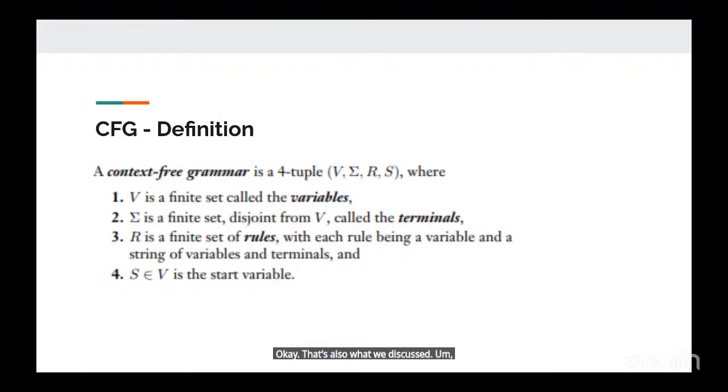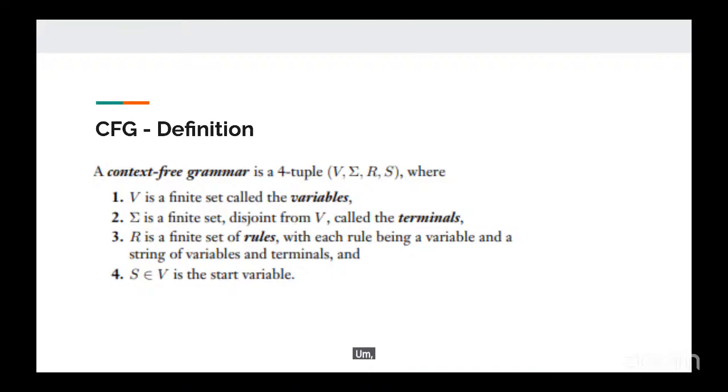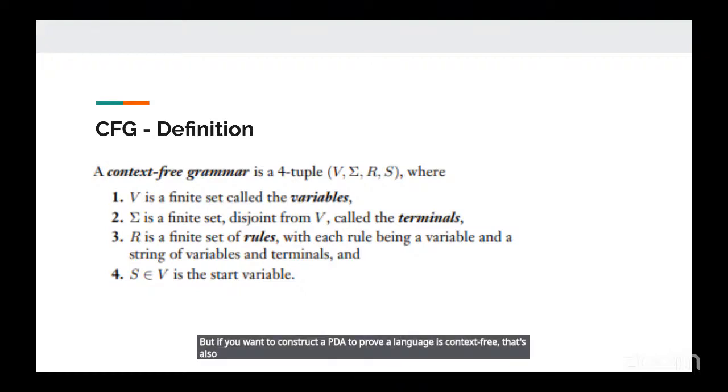We'll also talk about context-free grammars, because these are also pretty good for proving languages are context-free. We're going to talk about closures as well in the next slide. And closures with context-free grammars, at least for me, make the most sense. But if you want to construct a PDA to prove a language is context-free, that's also fine. But most of the proofs we'll go through use the CFGs.